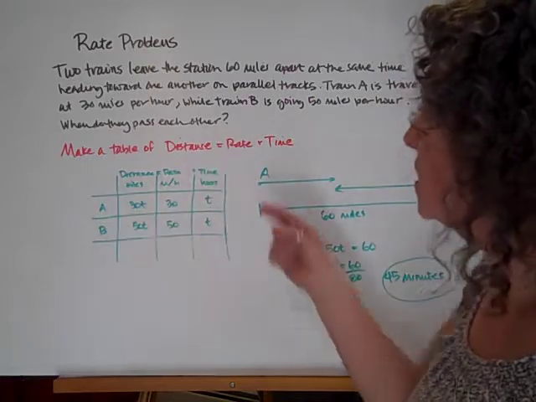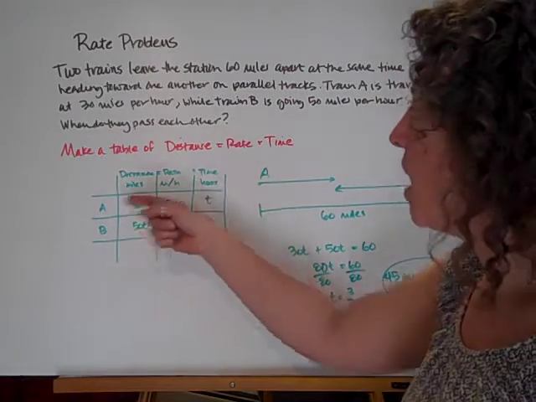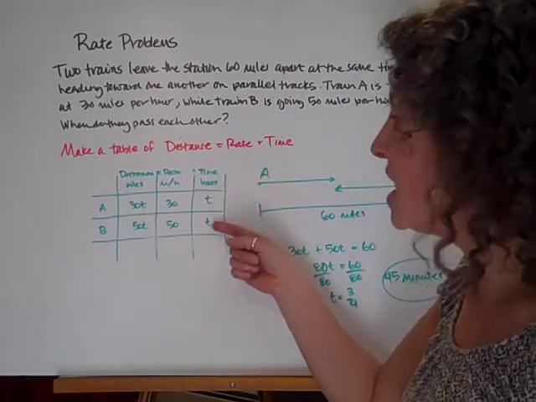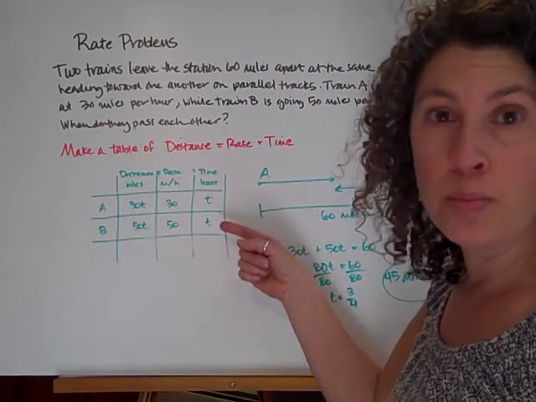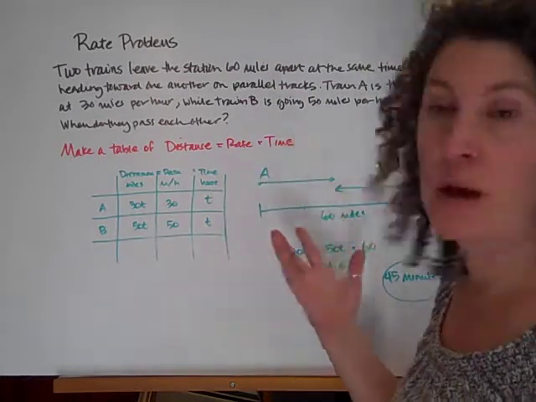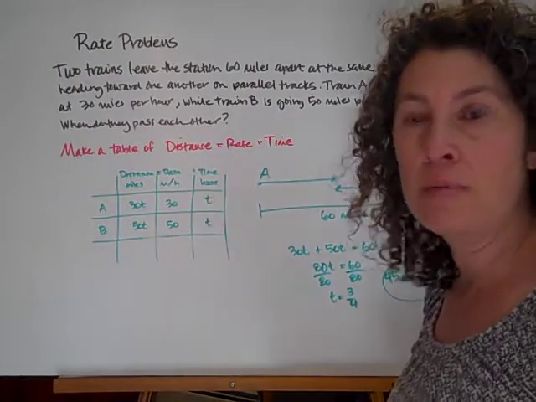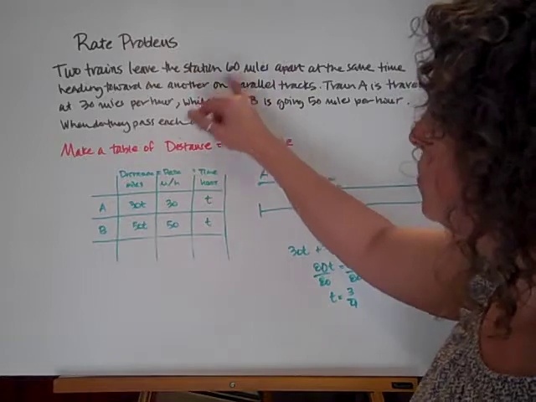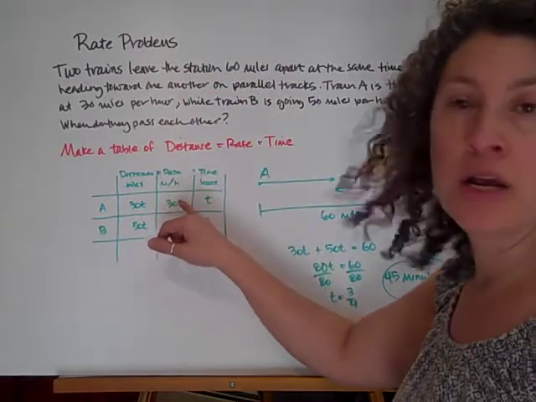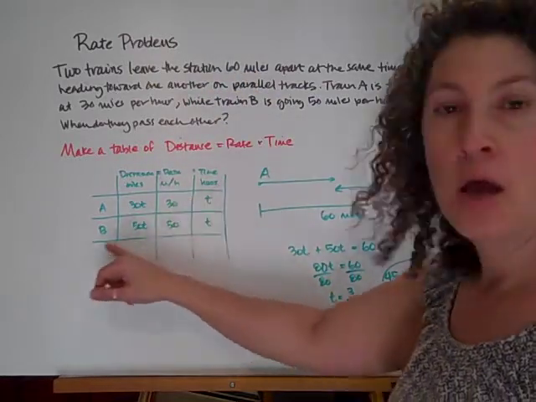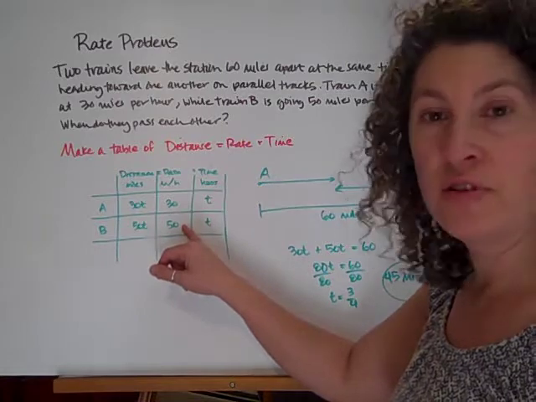So what I'm going to start to fill in here are their times. I know that the time train A is traveling is the same as the time train B is traveling. And since I'm looking for the time, that works out perfectly as my variable. So I'm going to plug in t, for the time that they are traveling. I'm then going to plug in their rates. Train A is going a little slower, at 30 miles per hour. And train B is going a little faster, at 50 miles per hour.